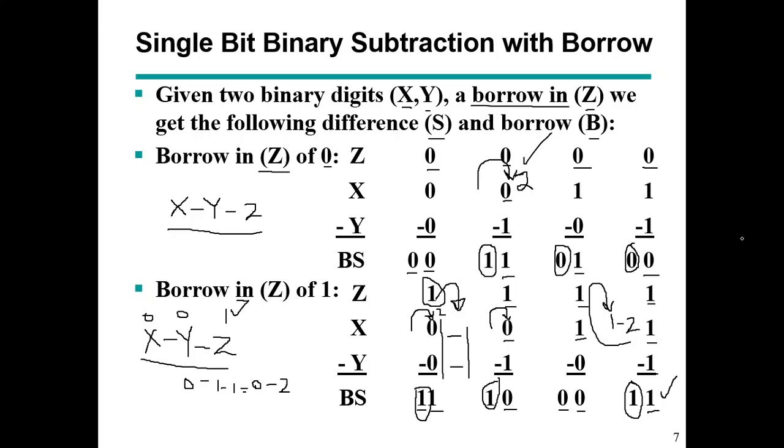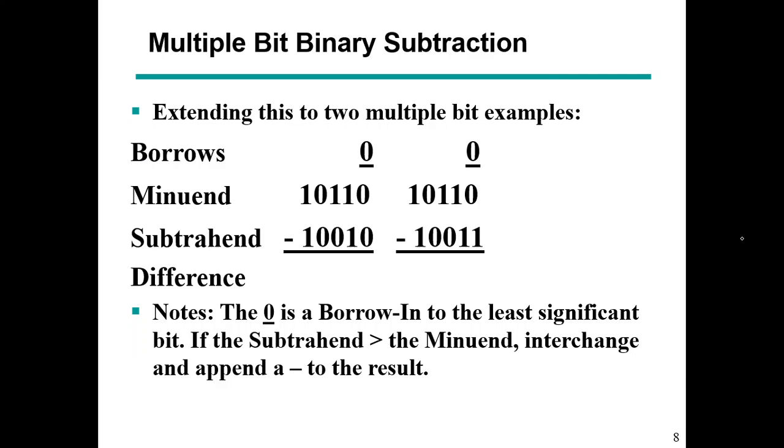Now we'll repeat this in the next example when we extend it to multiple bits. Okay? Acha, now we have say this is our x, now it is a 5-bit number, and this is our y, this is also 5-bit number. We call this one as the minuend and this one as a subtrahend.